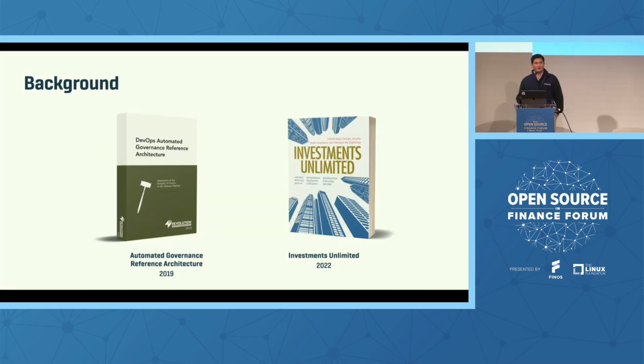So for a little bit of background, a lot of this conversation around automated governance began with a white paper that was written in 2019, which was the DevOps Automated Governance Reference Architecture. That was developed by a group of individuals as part of the IT Revolution think tank, from the banking industry, heavily represented. And that architecture was taken and put into practice at some of the nation's largest banks. The result of those implementations led to the book Investments Unlimited, which details a fictional bank's journey toward automated governance and how to resolve some of the issues that can arise, like MRIAs.